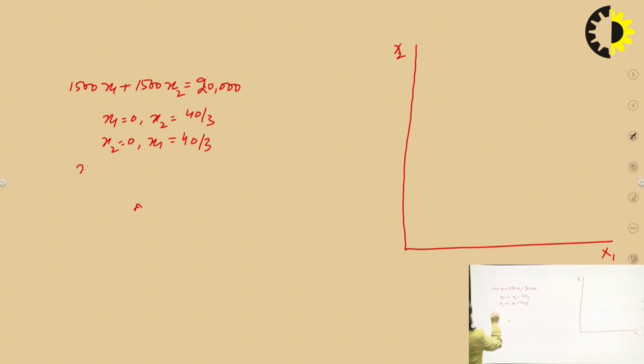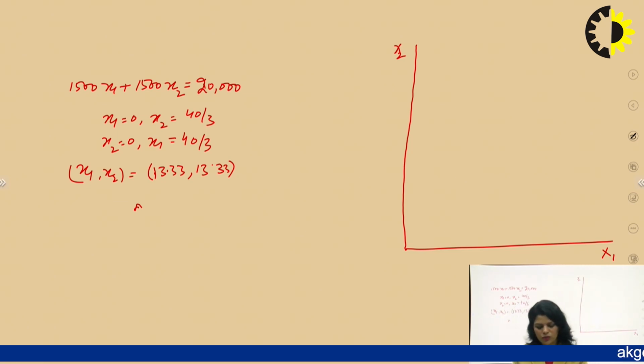So the x1, x2 is 13.33, 13.33. Okay, and in the same manner we will find out the coordinates for equations 2 and 3 also, and after that we will plot all the lines. This is for the first. Now we will find out for the second.